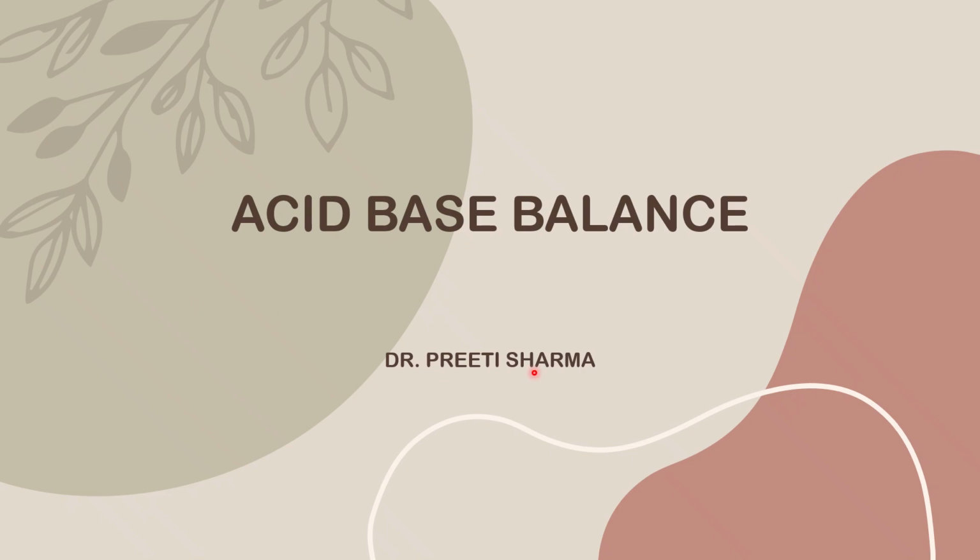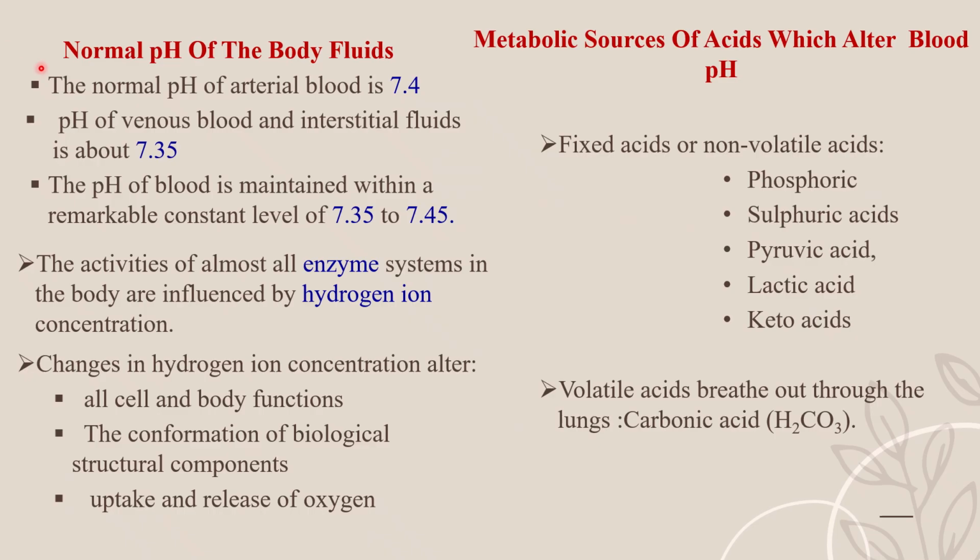So let us discuss acid-base balance. An important part of being healthy is for the blood to maintain a normal pH range, that is the degree of acidity or alkalinity. The normal pH of arterial blood is 7.4, while the pH of venous blood and the interstitial fluid is 7.35. The pH of blood is maintained between 7.35 and 7.45.